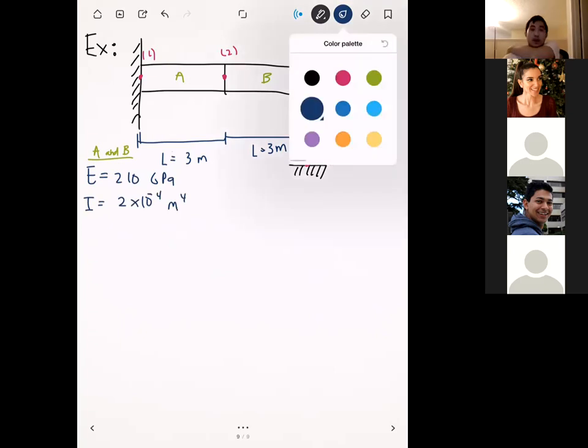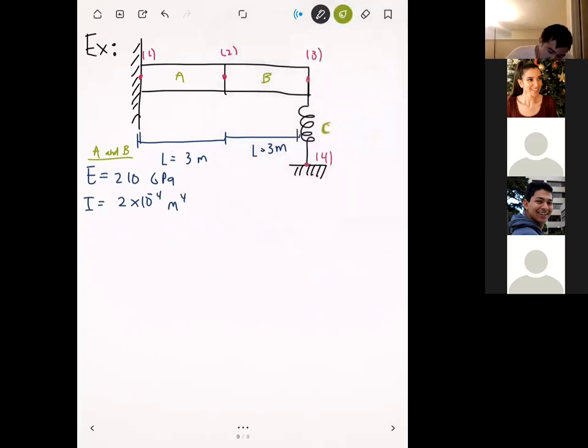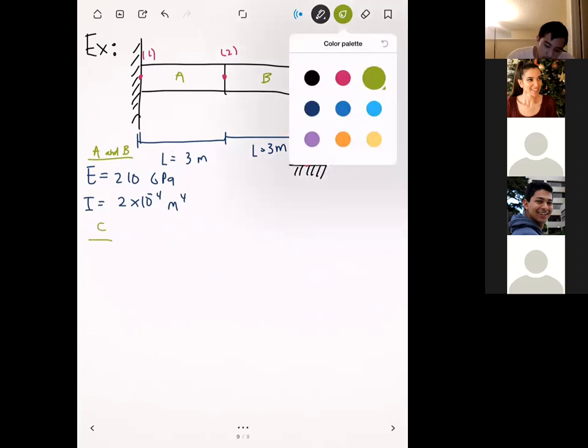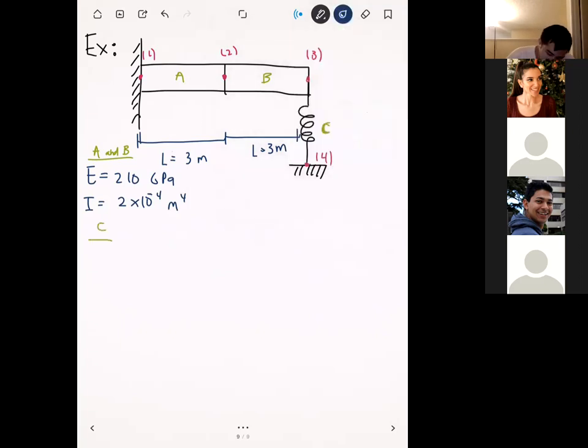Okay. And then for the spring, the material constant that we need is the spring constant. Okay. And so for element C, what we have is a spring constant K, which is going to be 200 kilonewtons per meter.